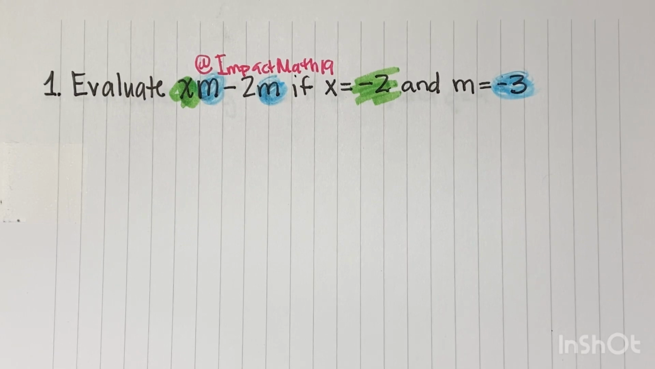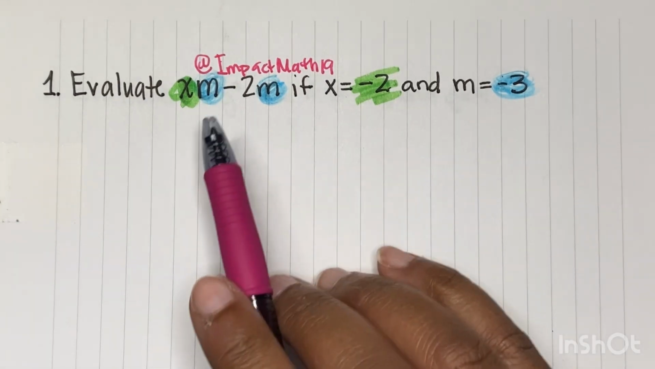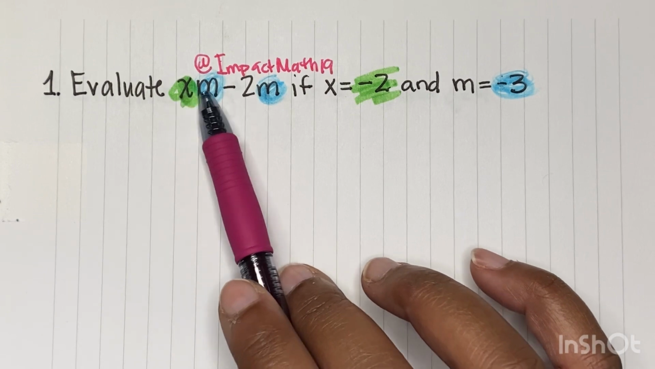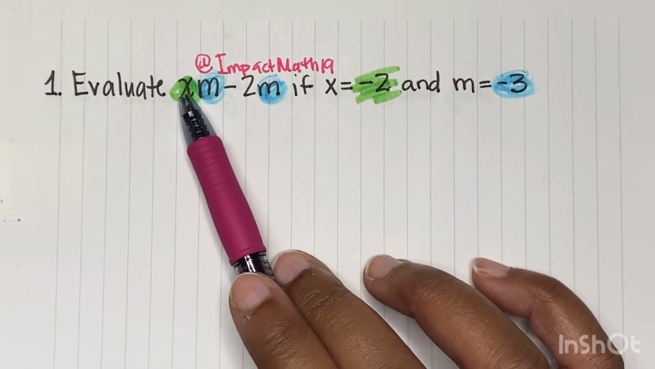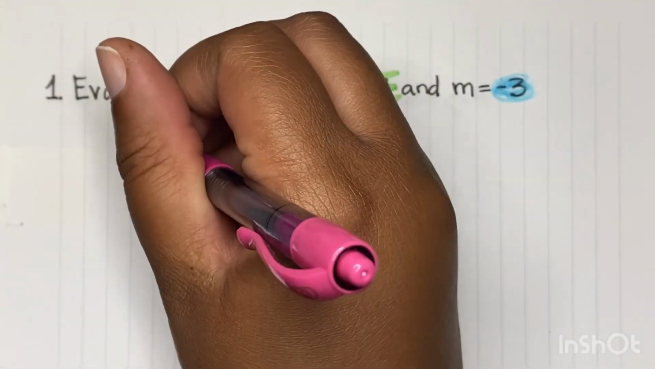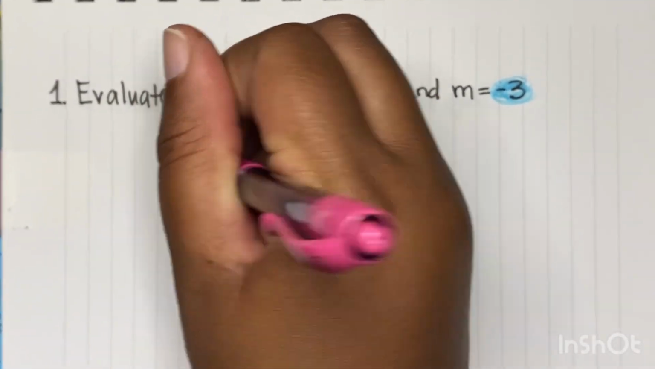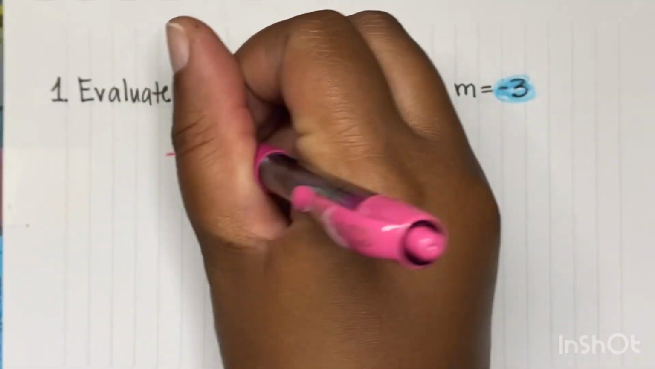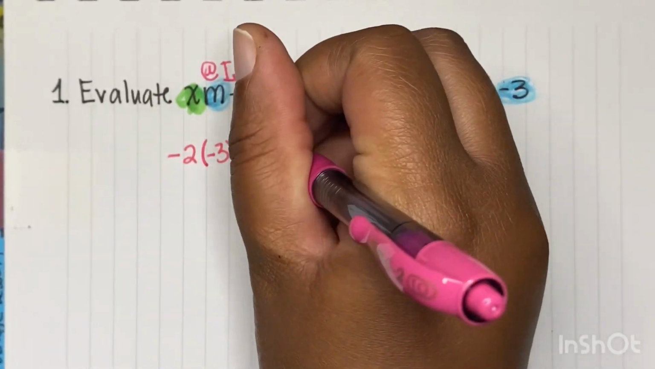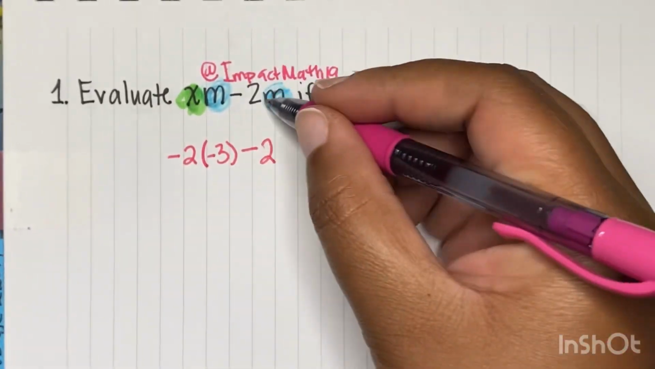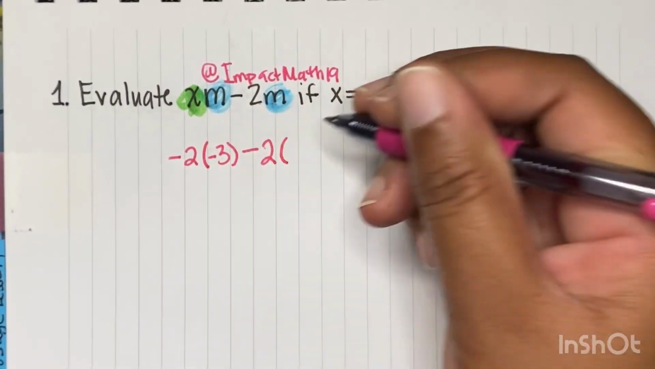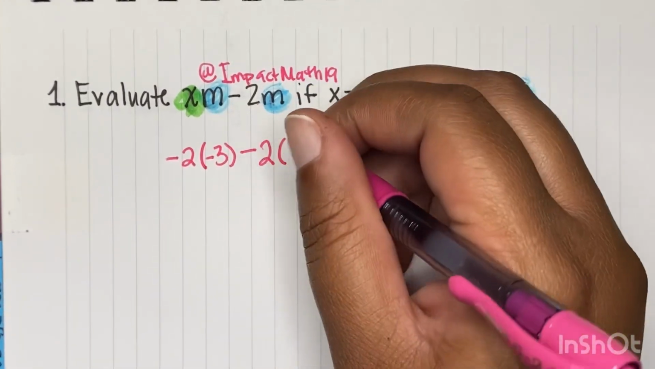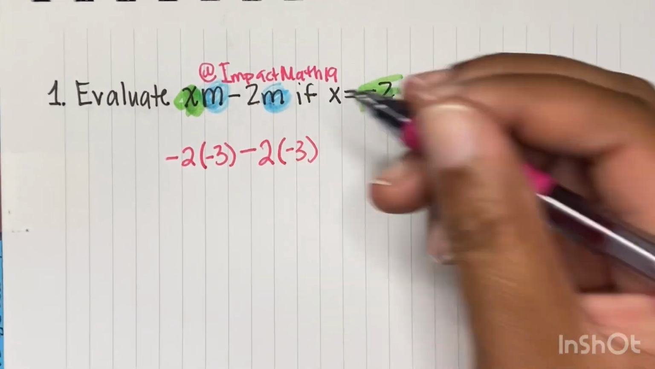Now, what you have to be careful of is how you're plugging in. When two letters are touching, they're multiplied together. So I'm going to put -2 times my -3. Minus, drop down the 2. And whenever you have a number attached to a variable, they're multiplied. So I need to do another times, and I'm plugging in -3 again for m.